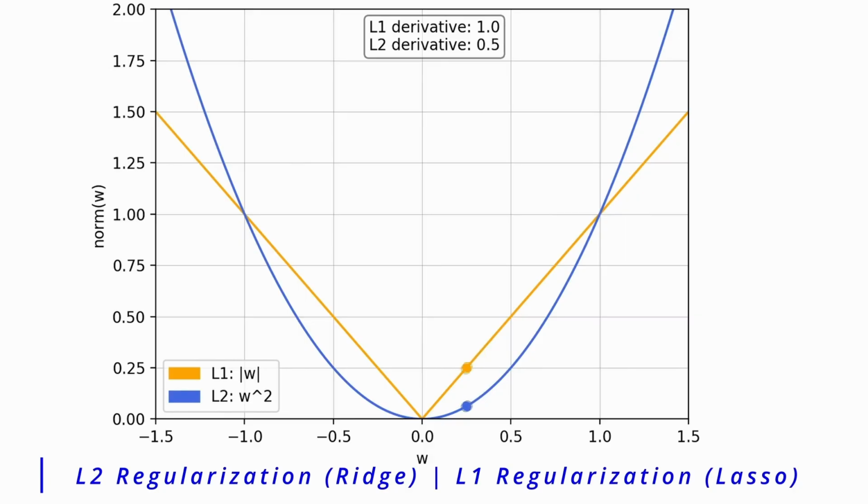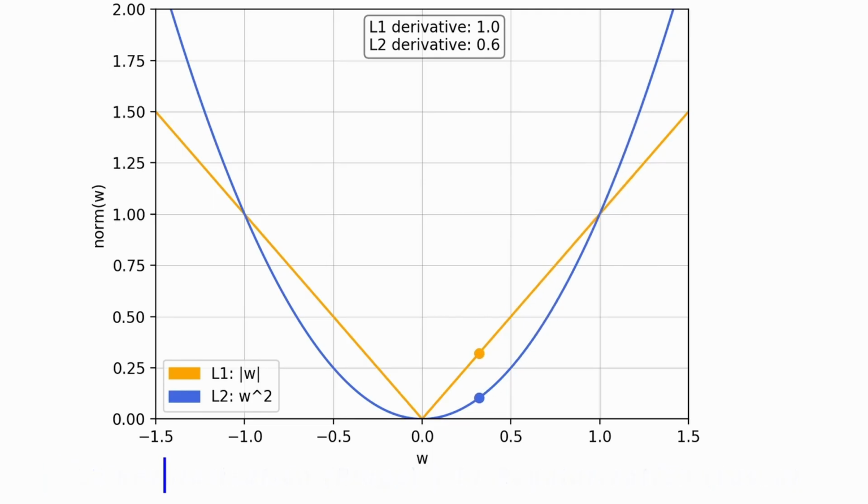Sharp corners, right on the axis. And because optimization often hits those corners, it forces weights to become exactly zero. Precisely. That's L1 doing automatic feature selection. It creates sparse models by zeroing out less important feature weights. It's the geometry doing the work.